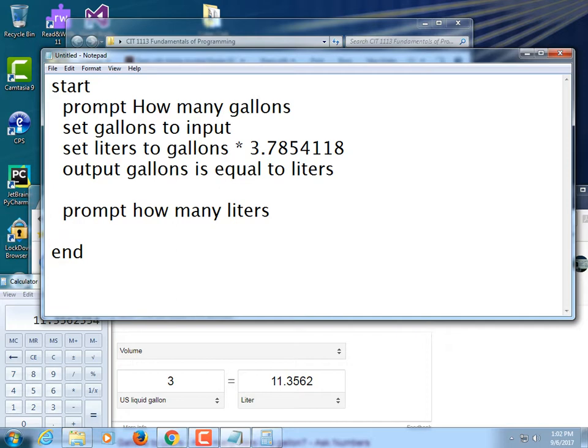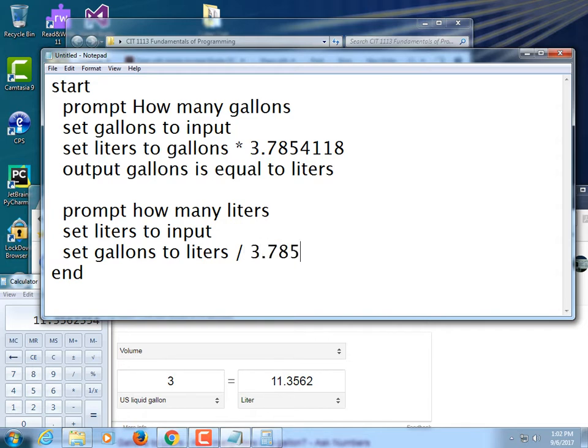So now we're doing the other way. Set liters to input. Then what's next? Set gallons to liters, and then divide it by. Look good?